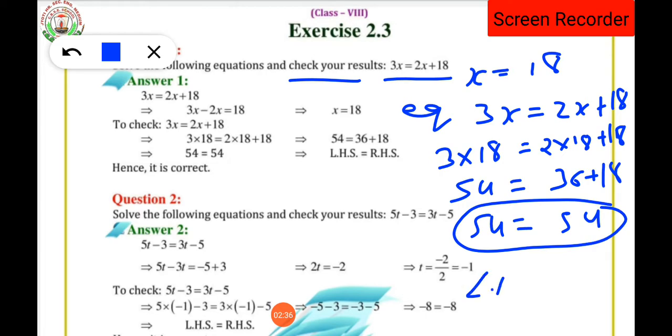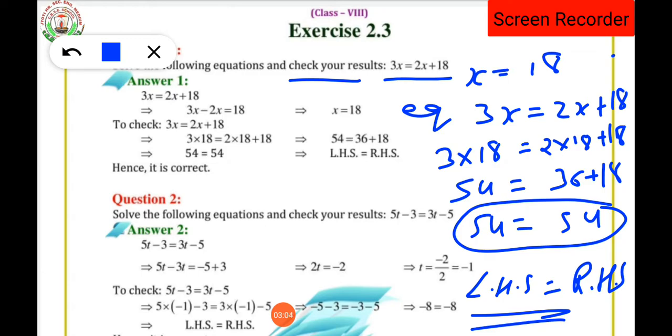That means LHS equals RHS, isn't it? Here LHS and RHS, both the sides are coming equal. Now when LHS and RHS both the sides are coming equal, that means the value of x which we solved for the equation 3x equals 2x plus 18 is correct. Have you understood the question?